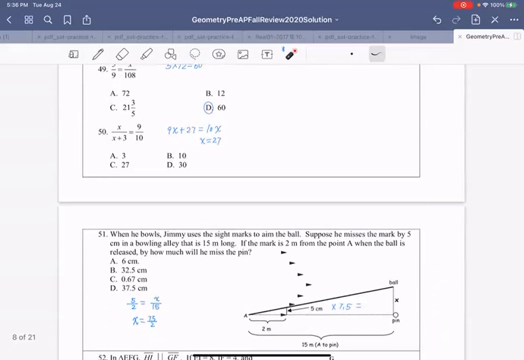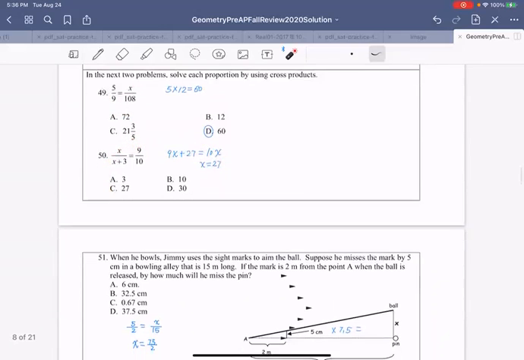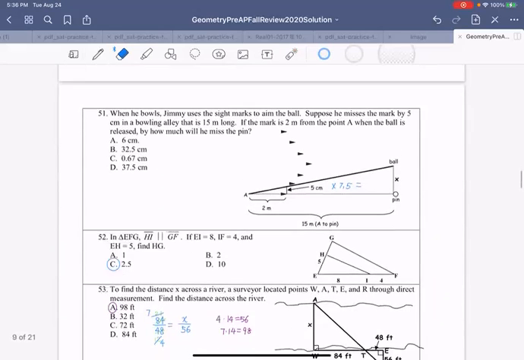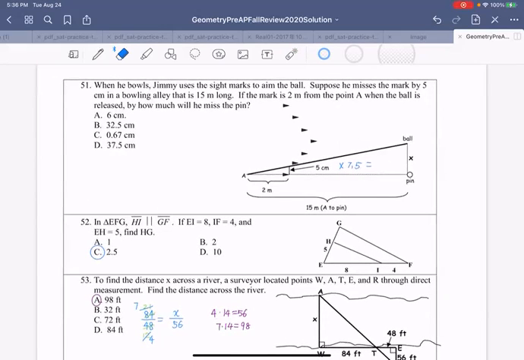We come to the proportions, remember? Triangle similarities. All right. Angela, read question 51, please. When he bowls, Jimmy uses the sight marks to aim the ball. Suppose he misses the mark by 5 centimeters in a bowling alley that is 15 meters long. If the mark is 2 meters from point A, when the ball is released, how much will he miss the pin?